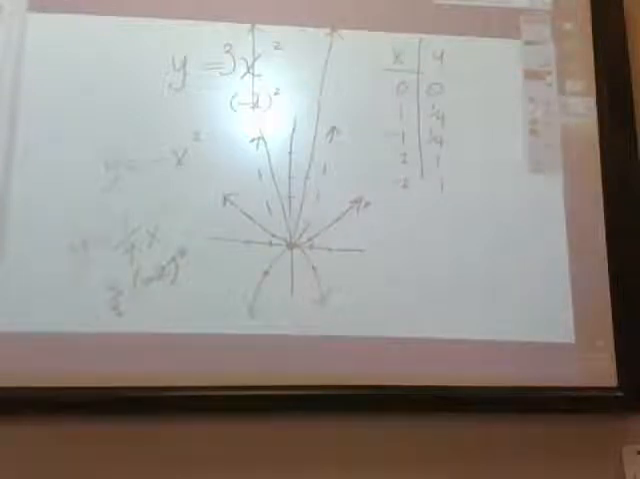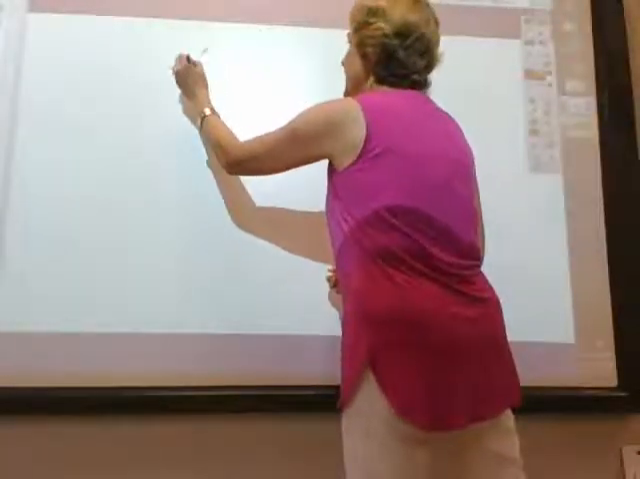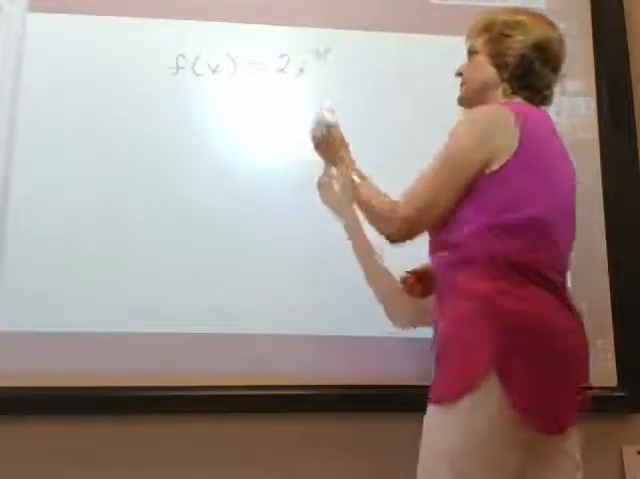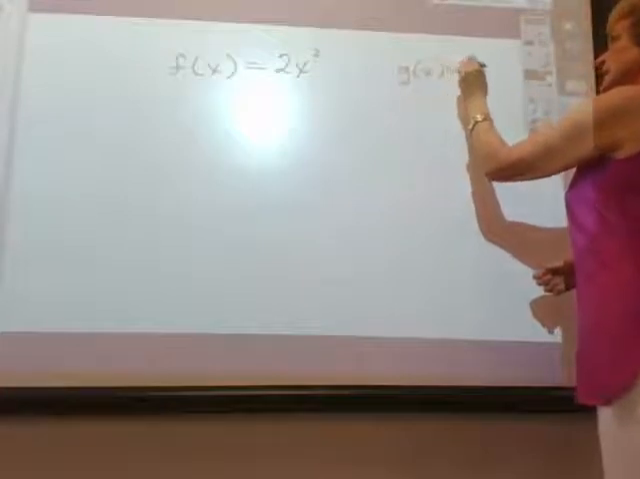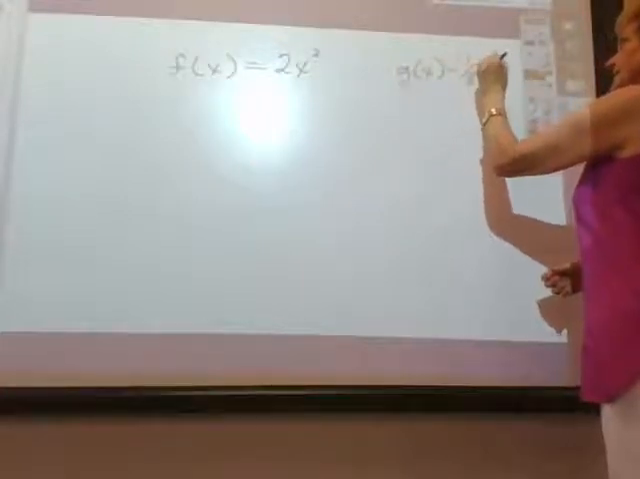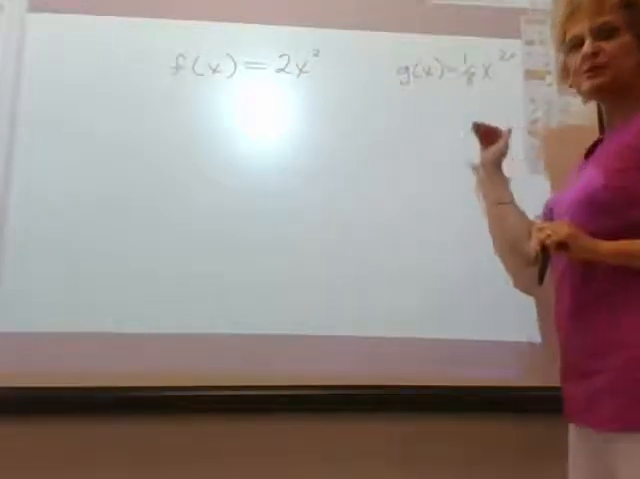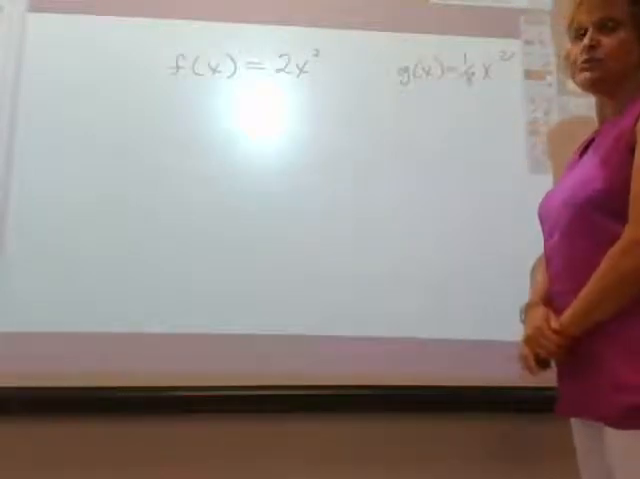So instead of a try this, I want you to do, let's just do one right now. Let's do f of x equals 2x squared. And then let's do g of x is 1/8 x squared. So do those two for me. Stop the tape. Make sure you know how to do them.